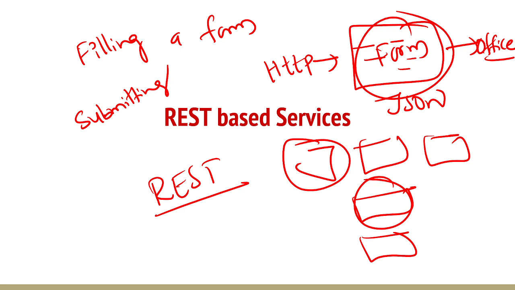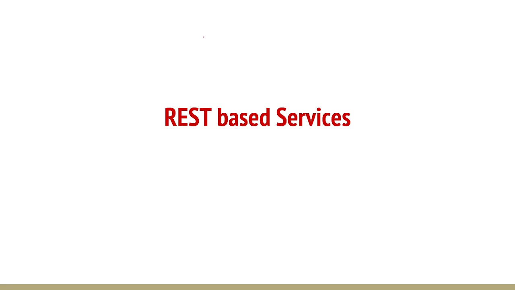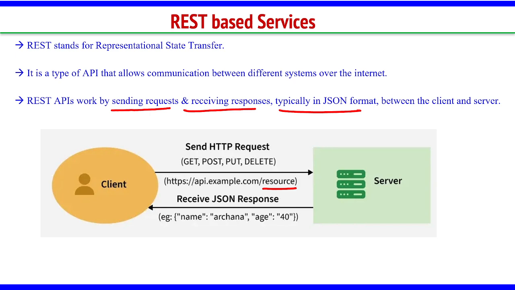Basically, in SOAP, it looks like XML based. It has an envelope, a header, and a body that we are sending. That is not there in REST. REST can use any kind of format, but it uses JSON to communicate. So when sending the request, I am sending only resources. If you see here, https://api.example.com/resource, we are sending the data as resources in the REST protocol.